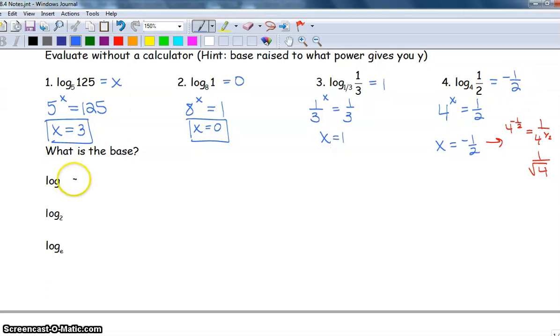Next, we're going to look at what each of the bases are. If you are just given log, then your base right here is 10. Even though it's not written, it's assumed to be 10. So anytime the number is not given, we assume a base of 10. And this is a special base. This is our common log.